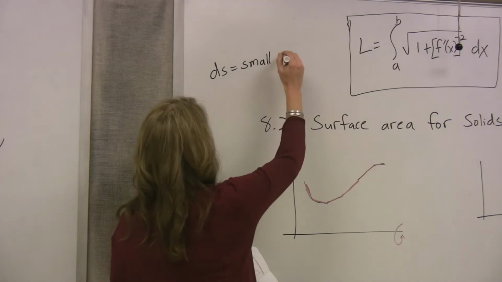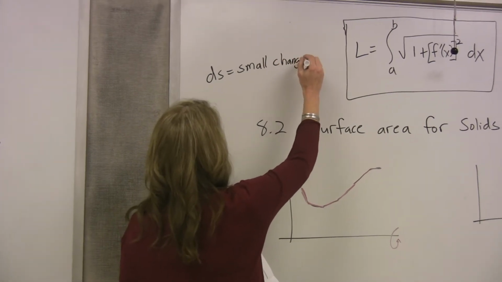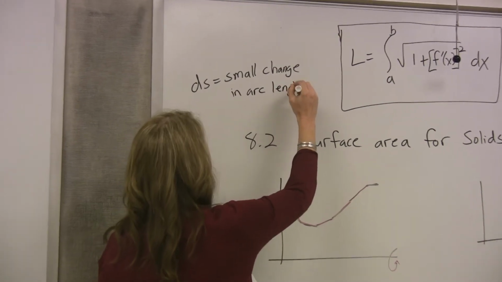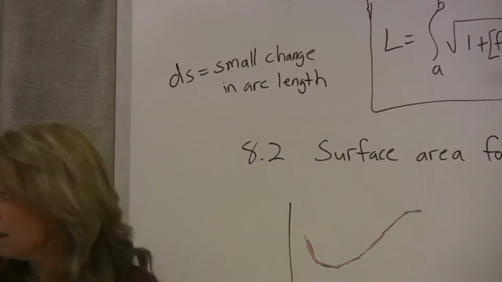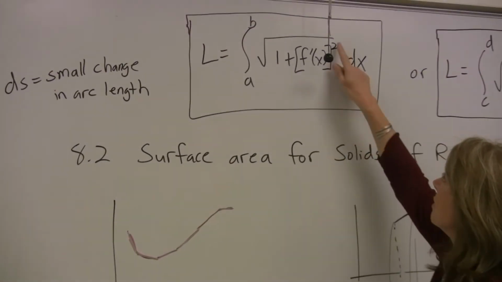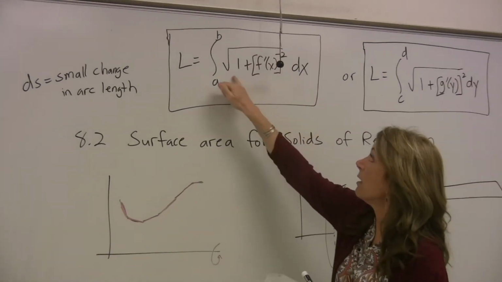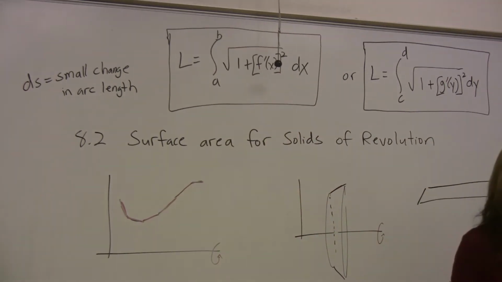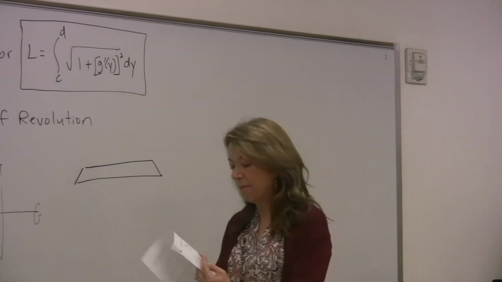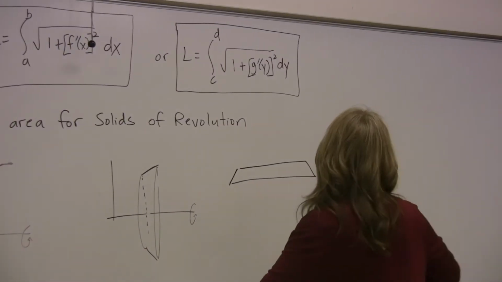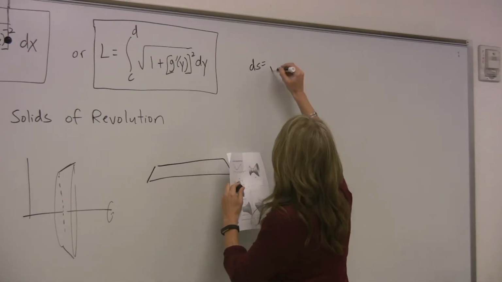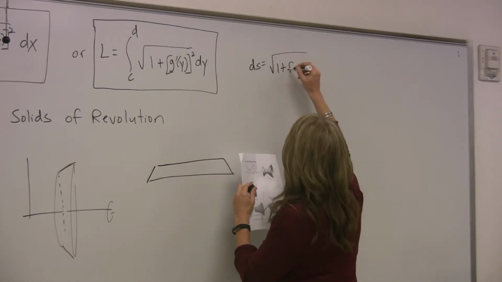ds is a small change in arc length. Essentially what it is, where's my formula? Oh, right here. It's this part before you integrate, just some small little change, this part right here. Each little piece, and we add a bunch of them up. A small change in arc length. There's actually even a formula, I'm going to write it over here. By me giving it those words, you'll see where this comes from now.